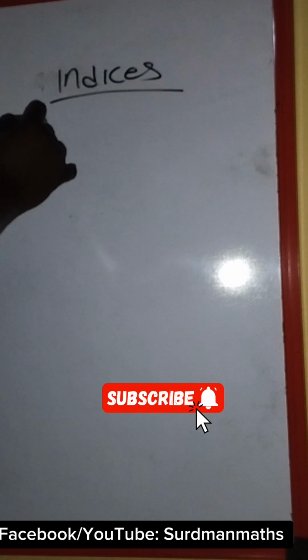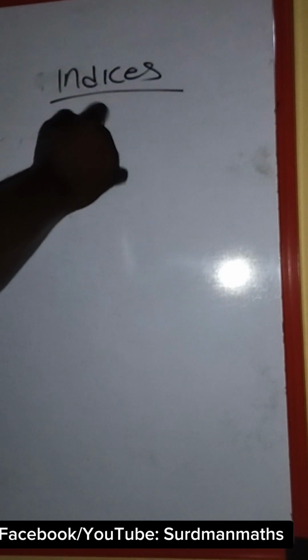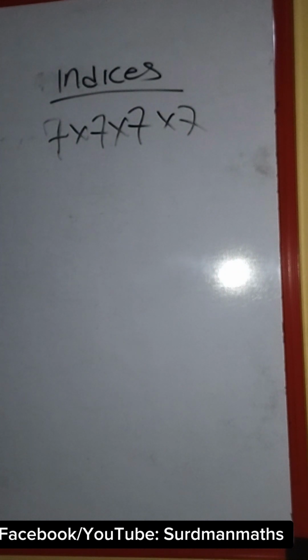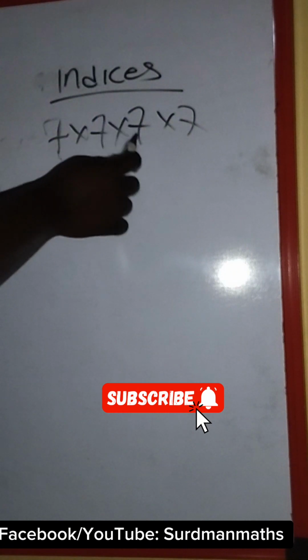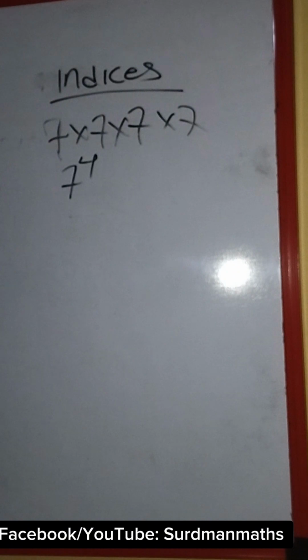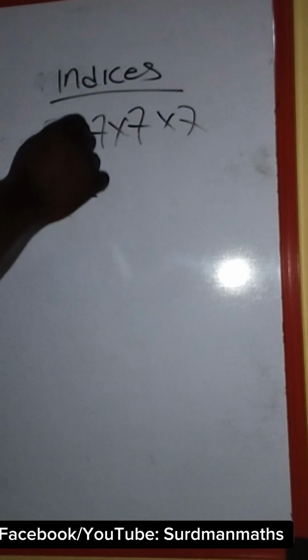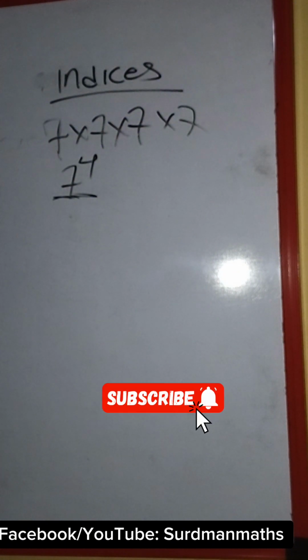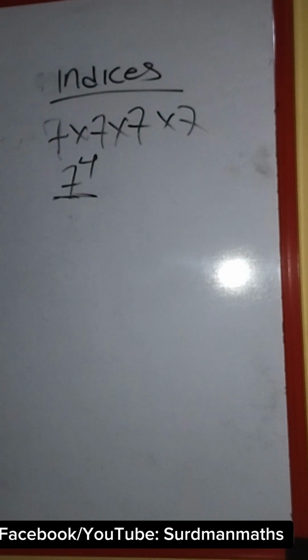So let's say we have 7 times 7 times 7 times 7. Now to write this in index form, we count 1, 2, 3, 4, which is 7 raised to power 4. And this is what we call the index. When we have two or three of them together, that is what we call indices.